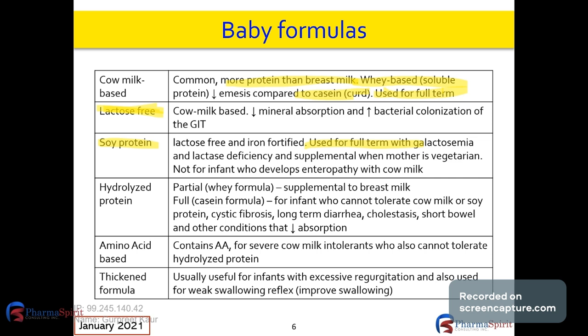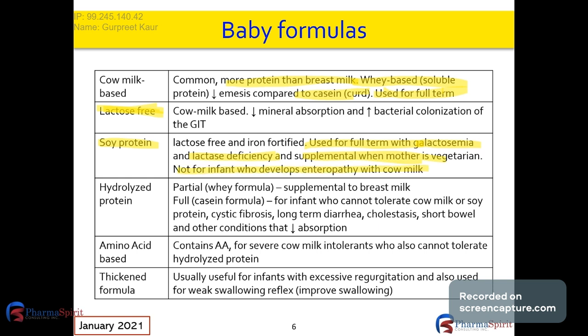They are used for children with galactosemia and for those who have lactase deficiency because by definition they are lactose free. And they are also used as supplemental formula when the mother is vegetarian and does not want to give the baby any animal products like cow milk. So if the mother is vegetarian and doesn't want to give cow milk to the baby, then the mother can use the soy protein formula.